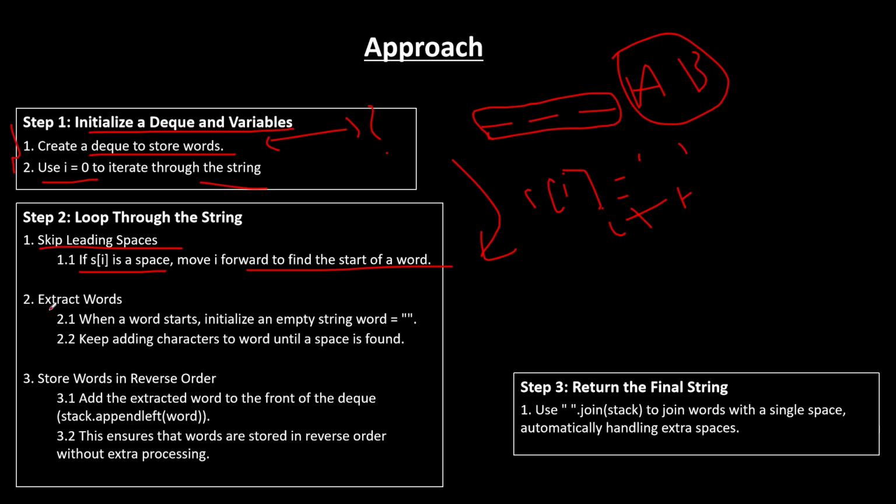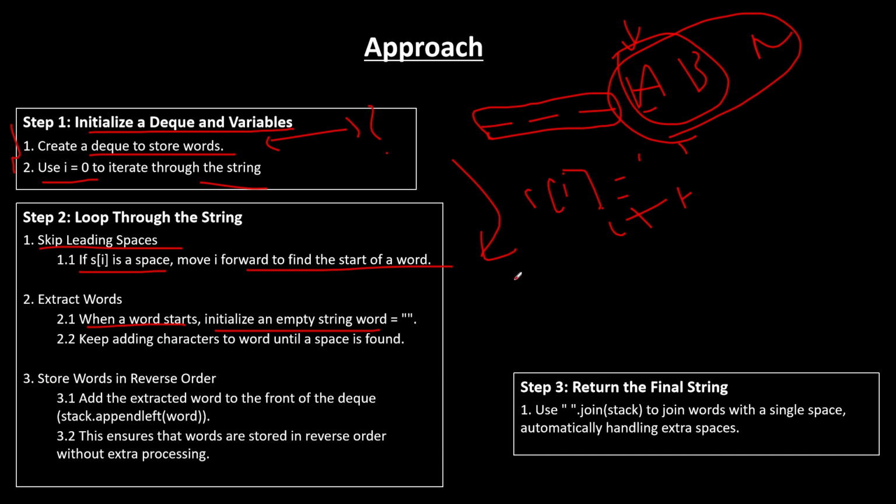Now, if it is not a space, we have encountered a character. So what are we going to do? When a word starts, we initialize an empty string word. Why? Because a word may continue from here to some length x. So we will store that complete word in a new string. Now keep adding the characters to word until a space is found.